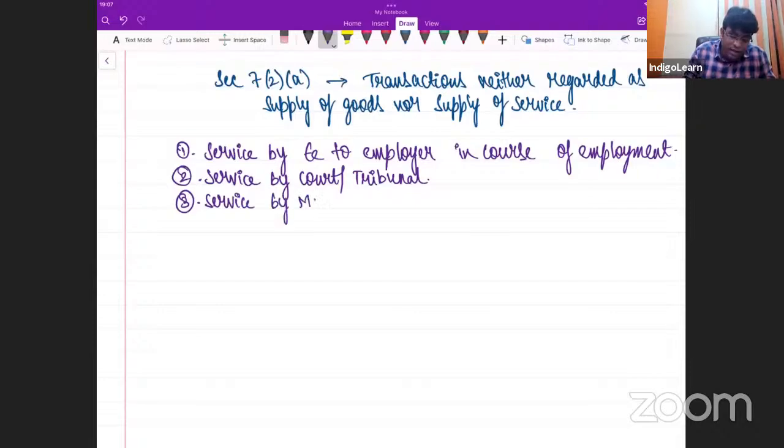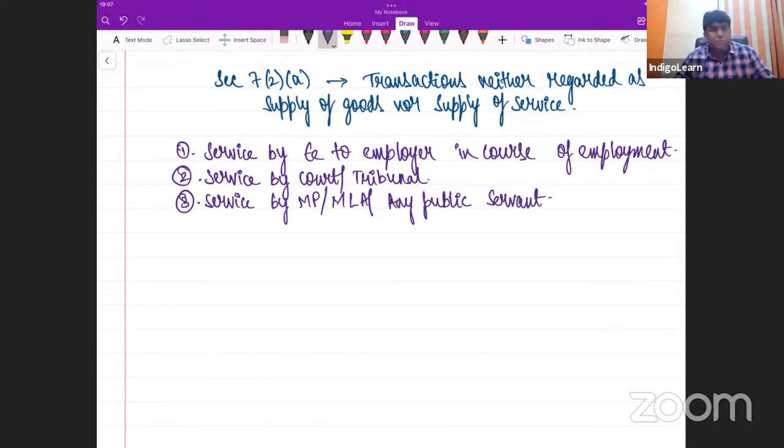Service by MP, MLA, or any public servant, president, prime minister, all these guys, they don't pay GST at all.